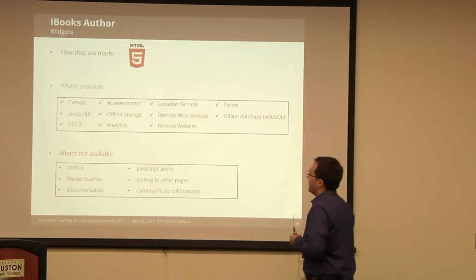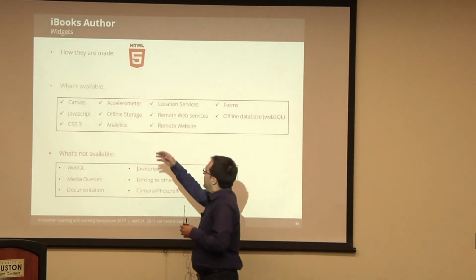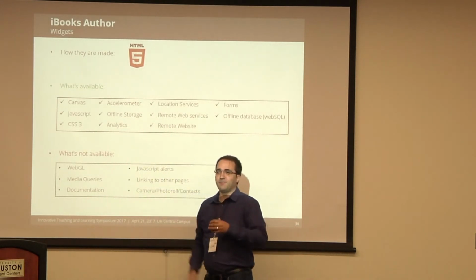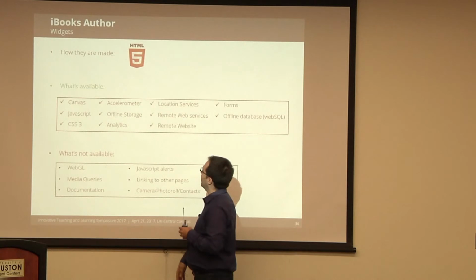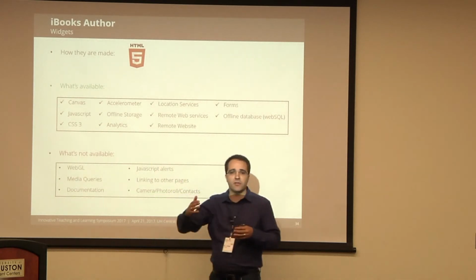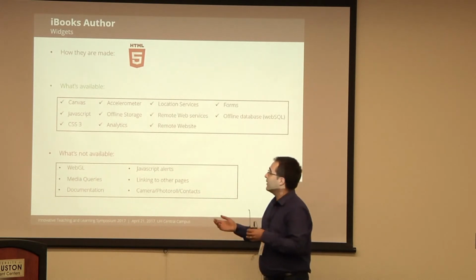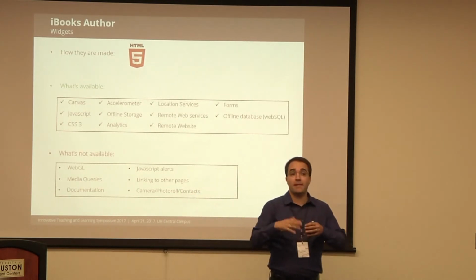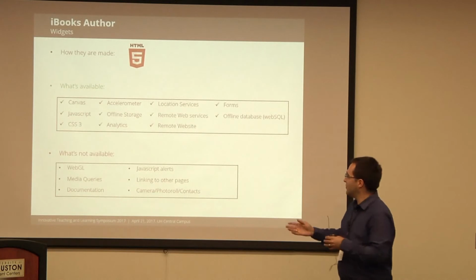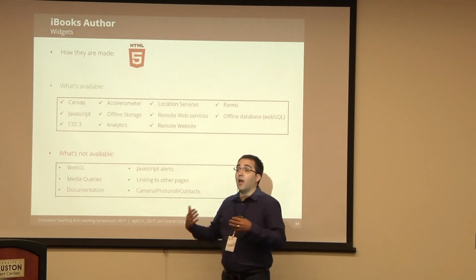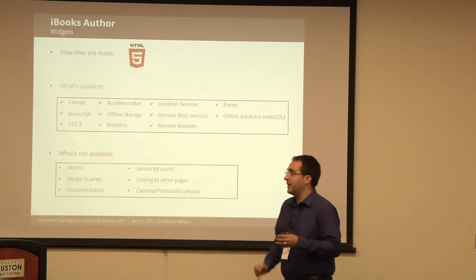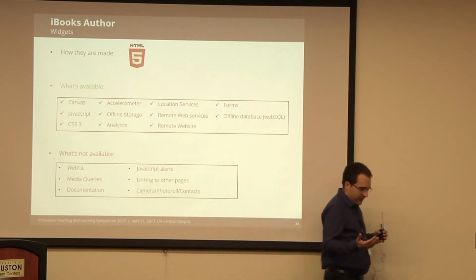So these are the kinds of things that you can and cannot do with iBooks. In your iBook, you have access to the accelerometer in your iPad. You can do offline storage if you want to save files on that user's iPad. Location services, GPS, that kind of thing. JavaScript, so I can program pretty much, not anything, because there are certain things that I cannot do, but a lot of the stuff can be developed. So I said, I have to try this.